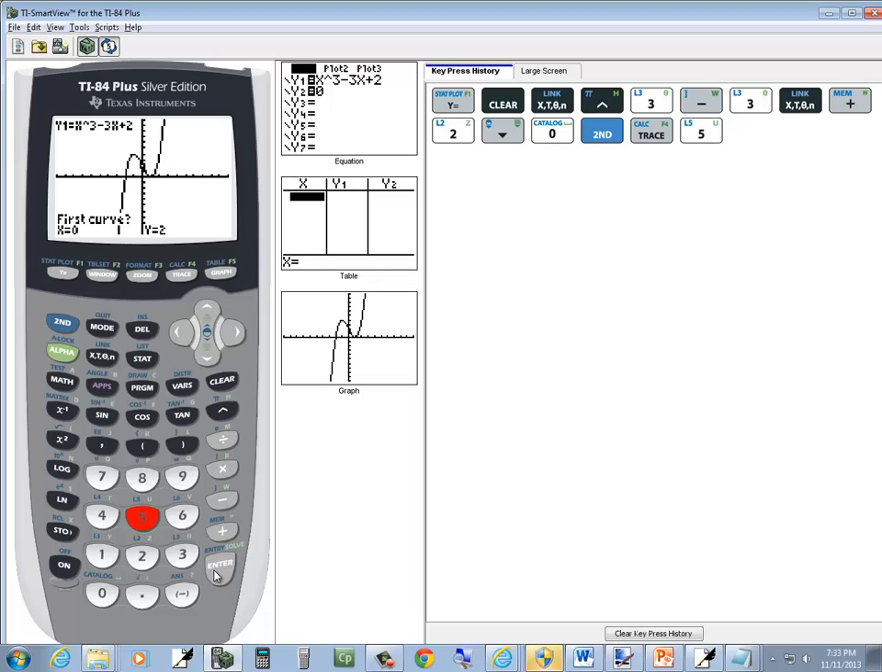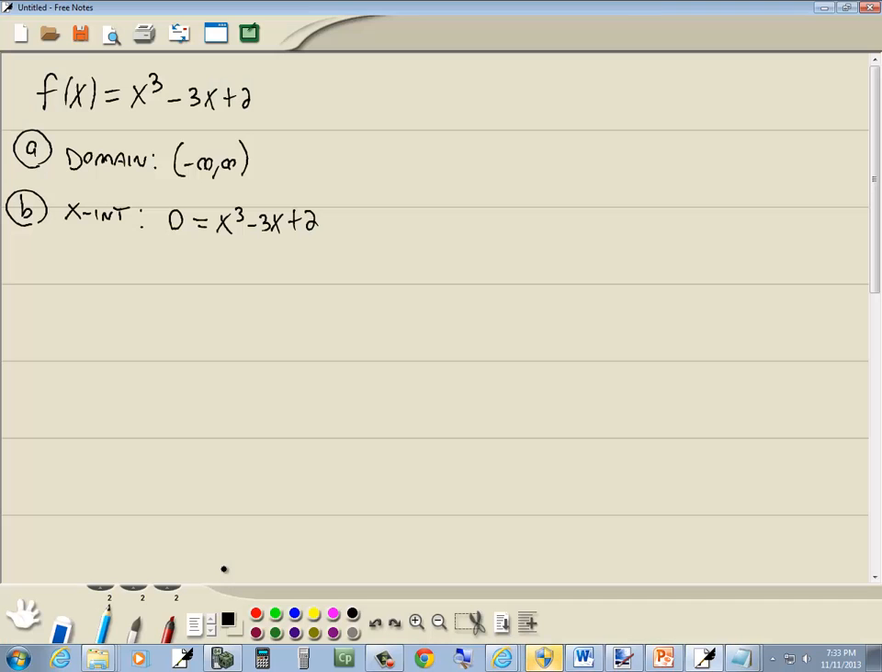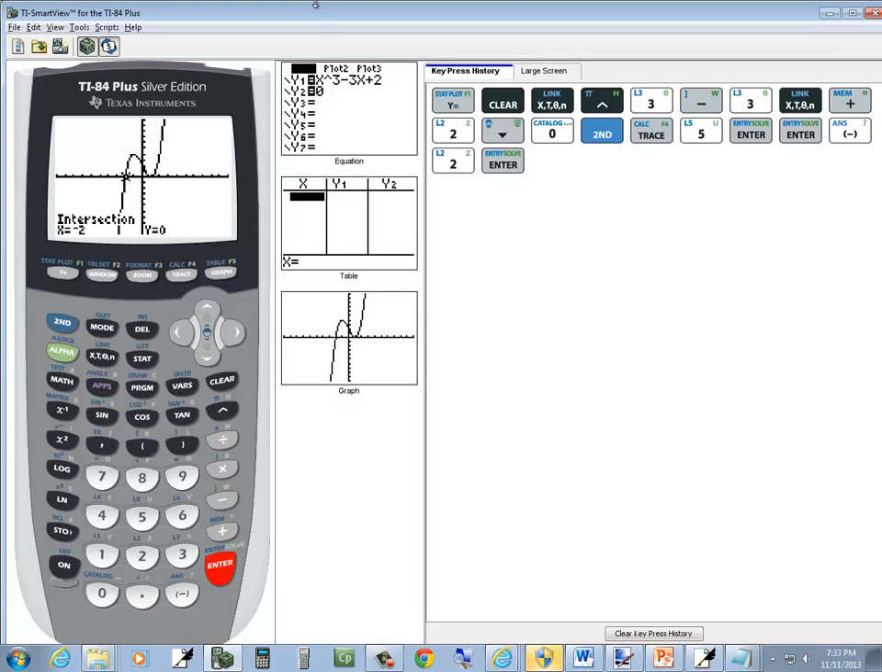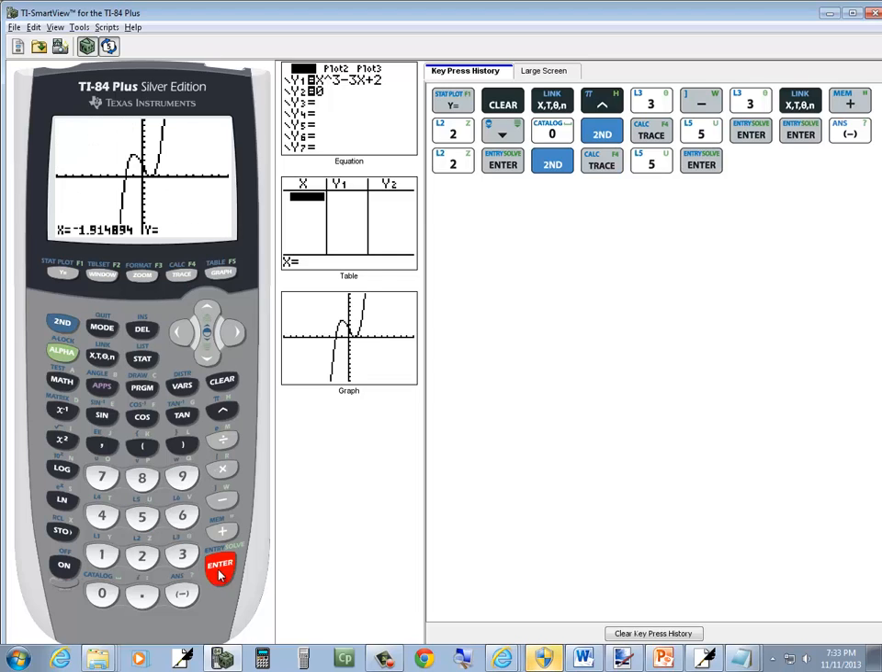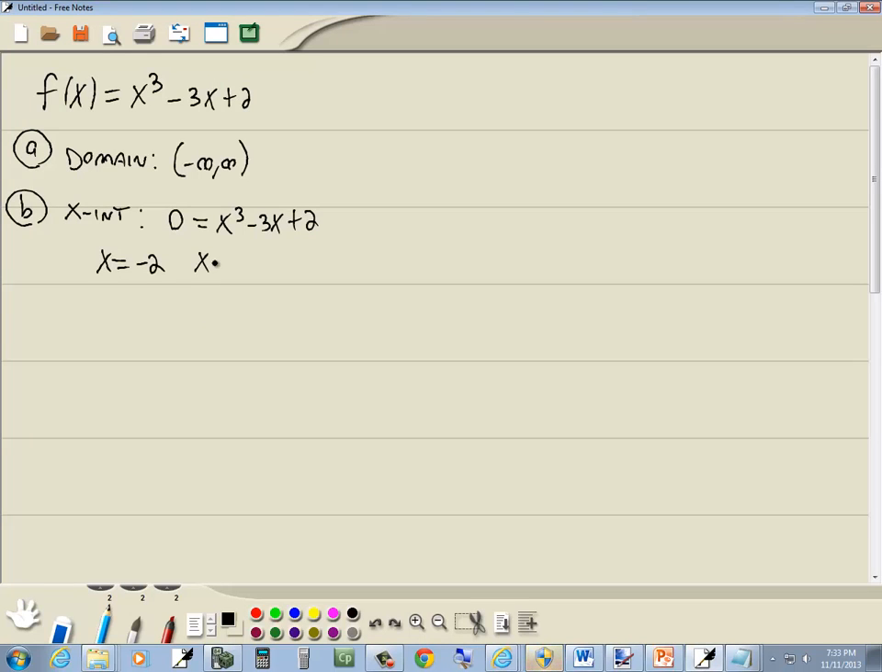Looks like negative 2, so we enter negative 2. Yep, that looks like one of them. The other one looks like 1. So let me do it again. Do second trace, choose intersect, enter 1. And those would be our x-intercepts.